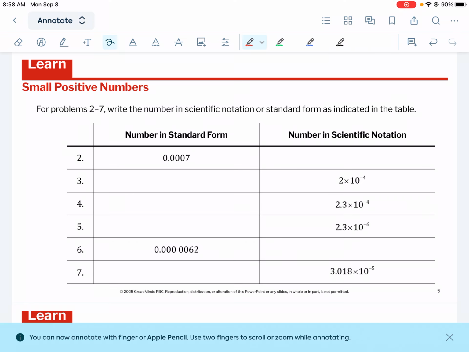Matter of fact, draw a line between number 4 and number 5. Okay? I'll do 2, 3, 4. You do 5, 6, 7 on your own in your lesson. That's a little bit of practice.